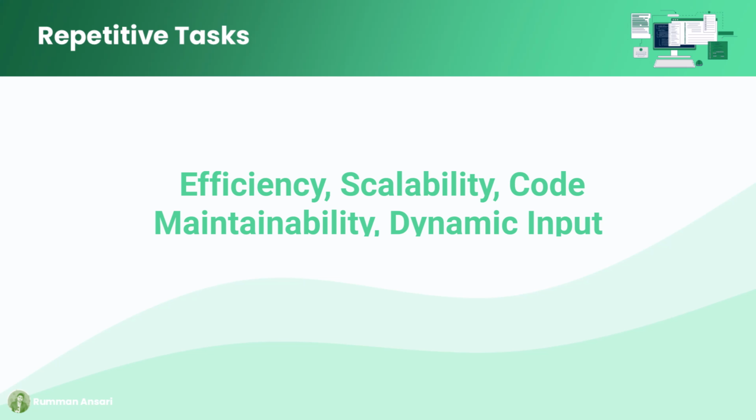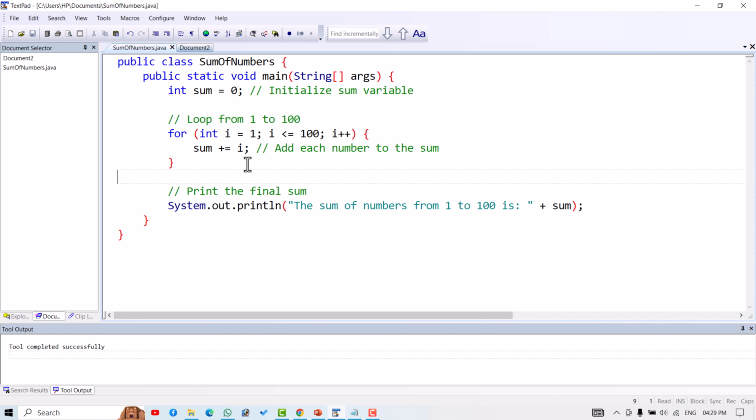Also, scalability is very important, right? Let me give an example. If you were to sum numbers from 1 to 1000, or even a higher number, you would simply adjust the range over here, without changing the rest of the code. Without iteration, you would have to manually modify the code for each new range.